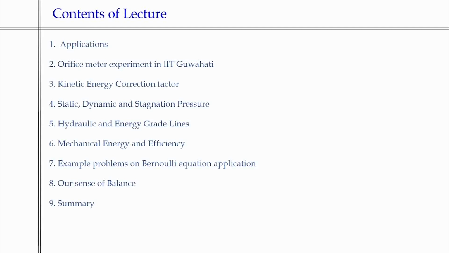I will start with the applications, very interesting applications I will show to you. Then I will go to the orifice meter experiment in IIT Guwahati. Then I will talk about kinetic energy correction factors. That means, for a non-uniform distribution of flow, when you apply these Bernoulli's equations, we need to have a correction factor if we are using average velocity. That is the correction factor for Bernoulli's equations.